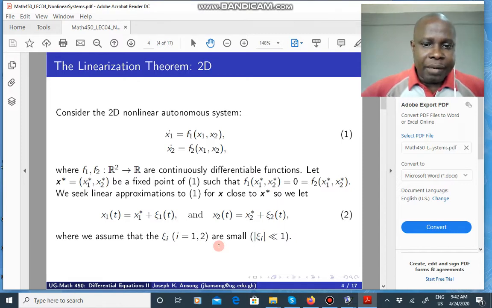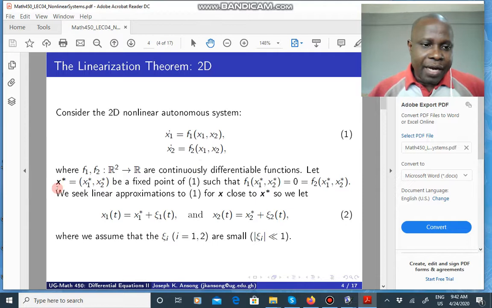This is like a background to it before we actually state the theorem. So we want to consider a two-dimensional nonlinear autonomous system given by this. So this is the nonlinear, if you like, something like x squared minus y plus xy. This could be like y squared minus x or something. So f1 and f2 are nonlinear, okay, continuously differentiable.